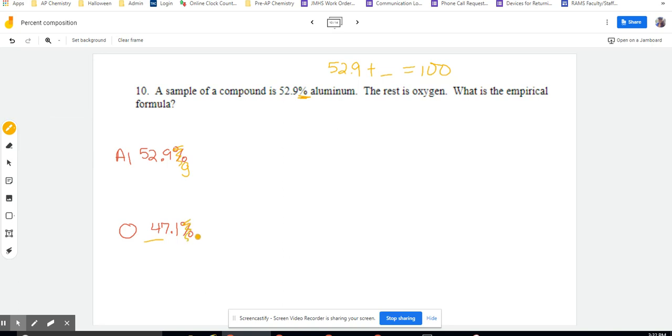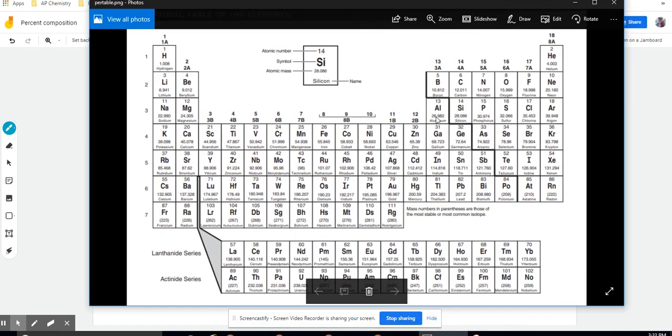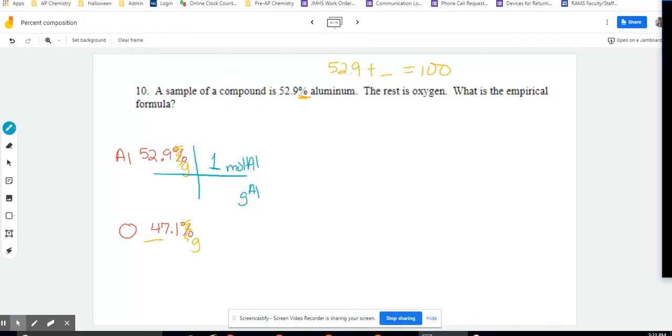So then we move on to our next step. We take that, cross it out, and we're in grams. Then we have to convert our grams to moles, so we set up our little T-chart. Grams comes down to the right, and we're converting into moles. We know that for 1 mole, it's the molar mass. I'm going to refer to my periodic table, and aluminum is 26.982.